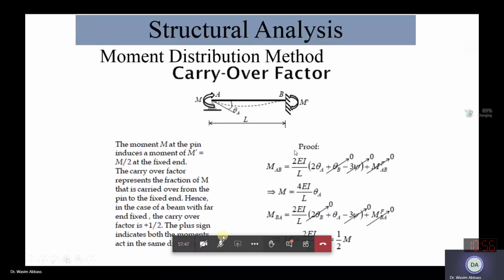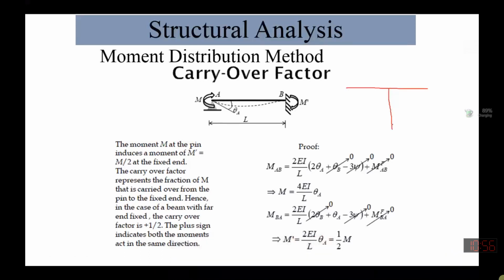The distribution factor is the factor through which moment is distributed from a joint to the adjacent panel. How much will be distributed to the adjacent panel? Whereas the carryover factor is the factor through which moment will be transferred from one end of the beam to the other end of the beam. We'll find out how much of the moment is transferred.